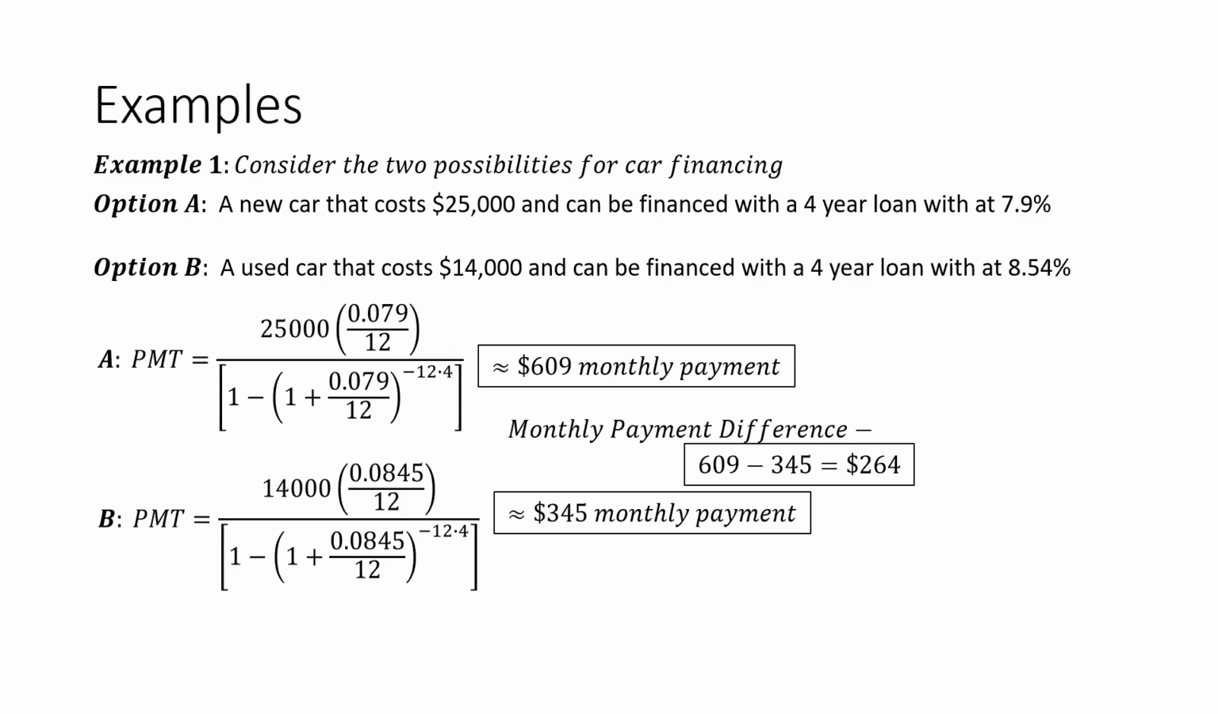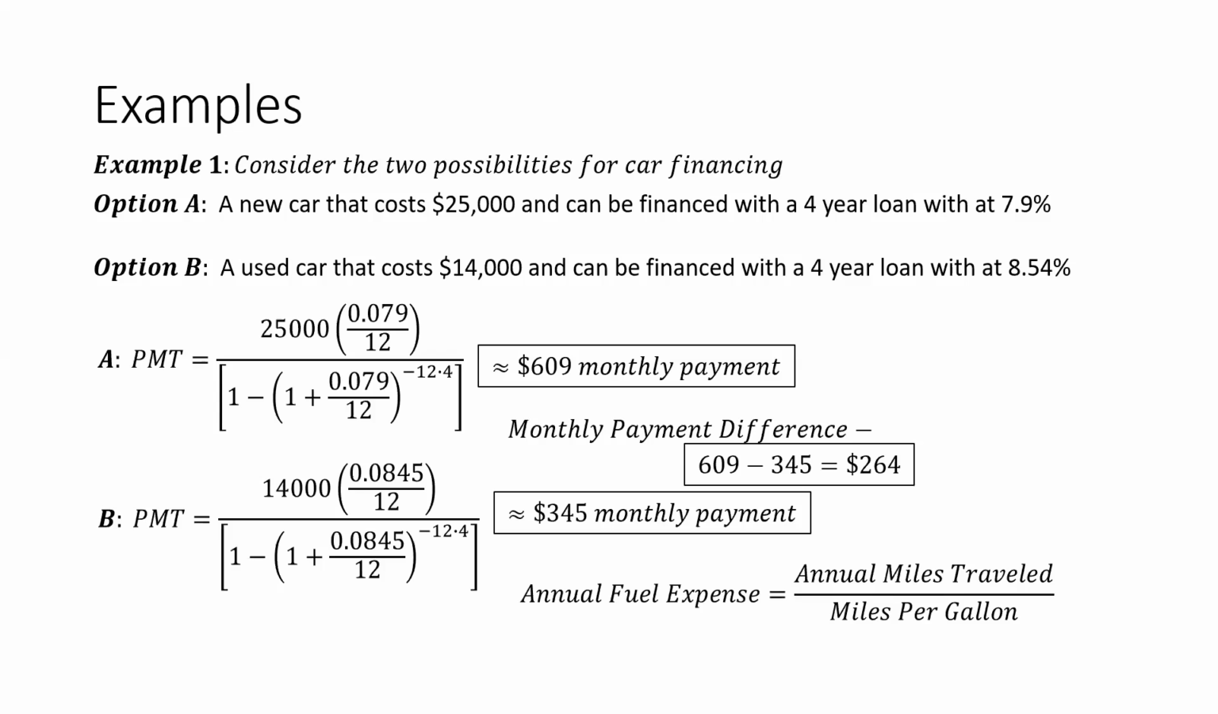Now, okay, that's good information. Obviously, the used car is cheaper, and obviously you're going to be paying less money for the same duration, because the car loans are the same length when you're comparing the two options. The monthly payment difference is pretty staggering. It's $264.